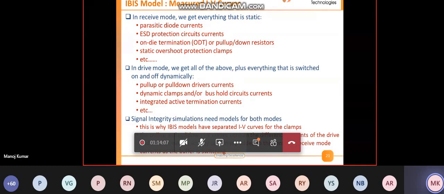The same goes for drive mode. Everything which you see in receive mode will be present, but with pull-up and pull-down driver currents, also with dynamic clamps and bus hold circuit currents, and integrated active termination currents. So this plus these need to be there when you are using a drive mode configuration. So if you are having an IO configuration, you need to have all this data present inside your IBIS model file.